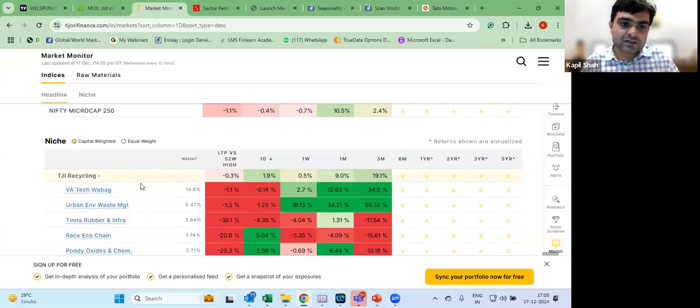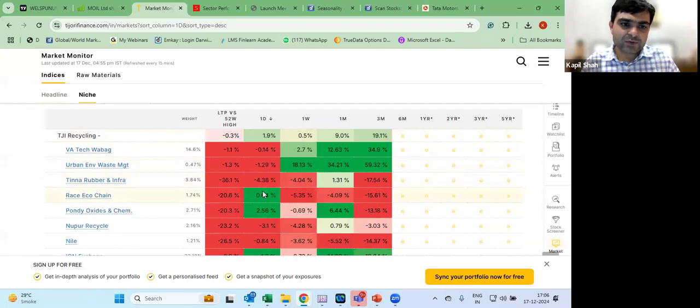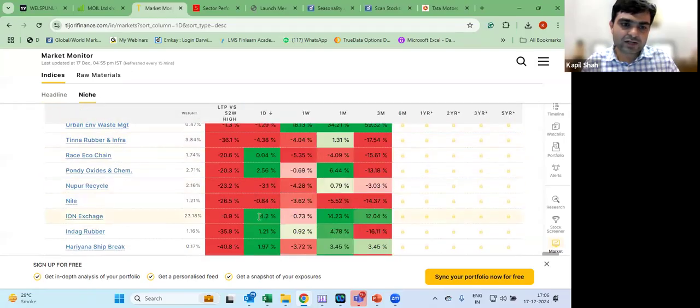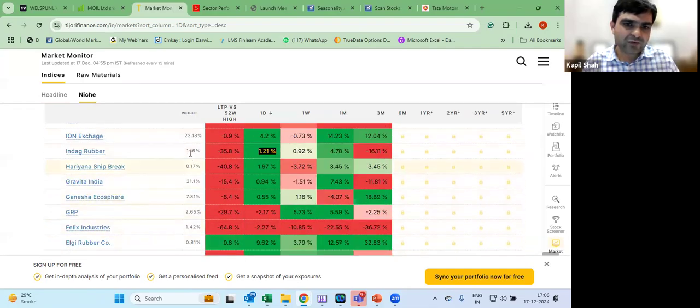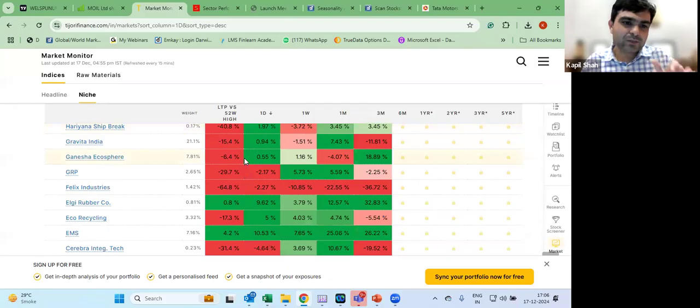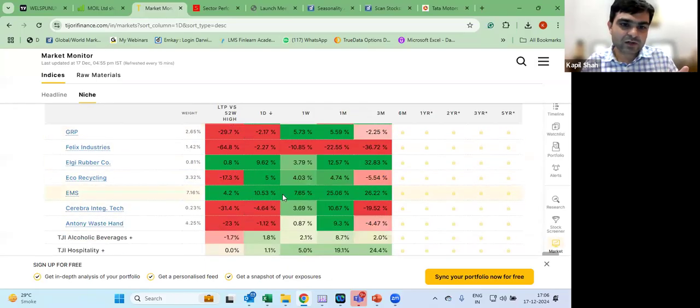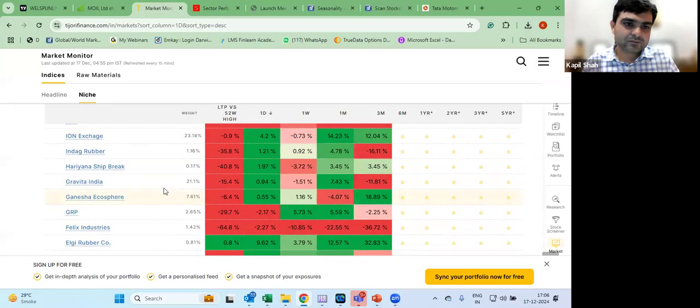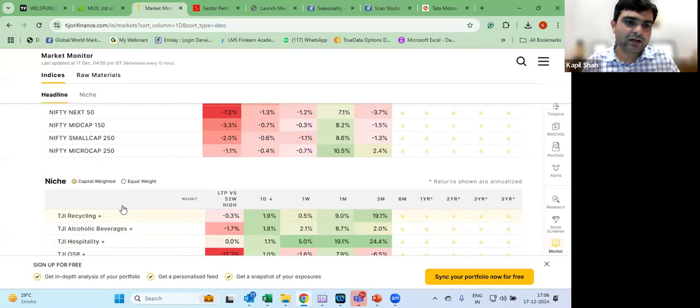What are the components in this? Vatek Bach has not performed, but some of the stocks like Ion Exchange and Indus Rubber have. Where the weightage is very low, I will avoid it. At least 15 to 20% weight has to be there. Ion Exchange has a 23% weight and was up by 4%. So you can understand the pulse, which particular stocks are in momentum. EMS today was up by 10% kind of thing. So we can get an idea from that.